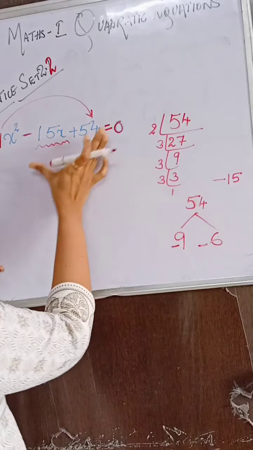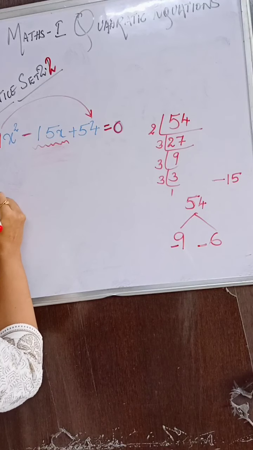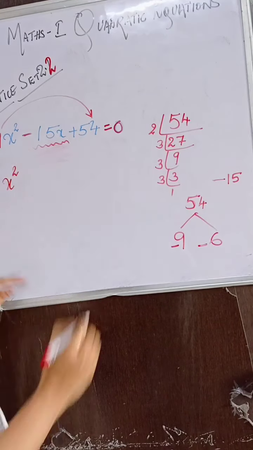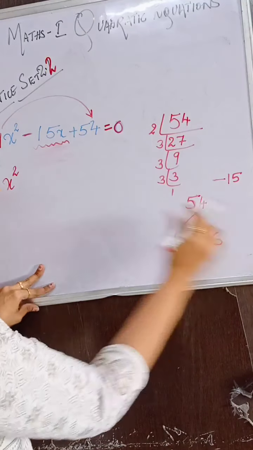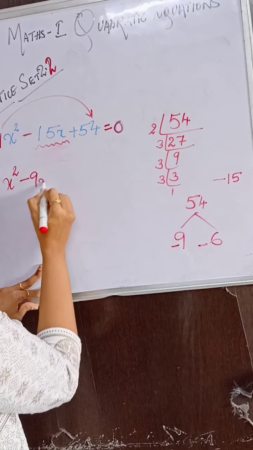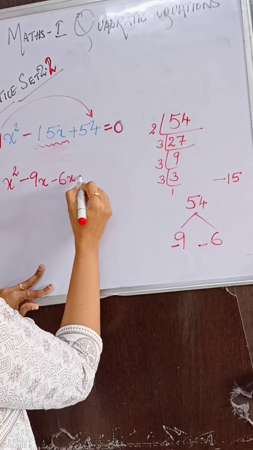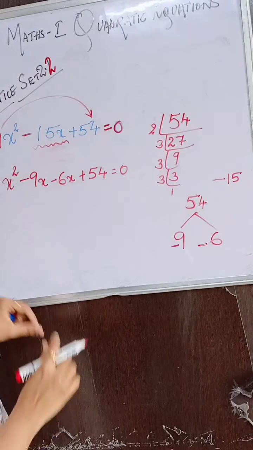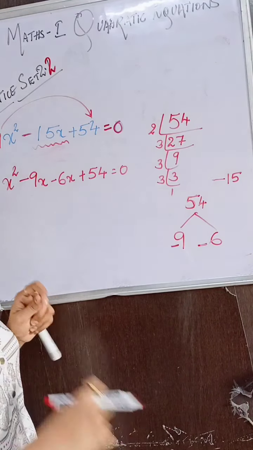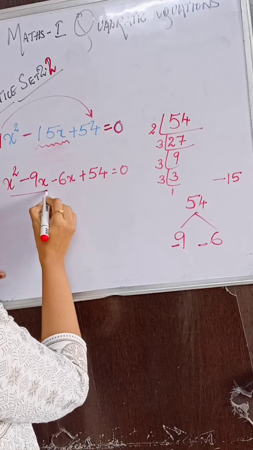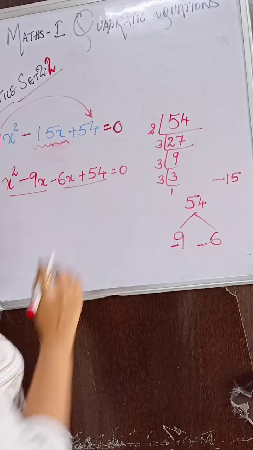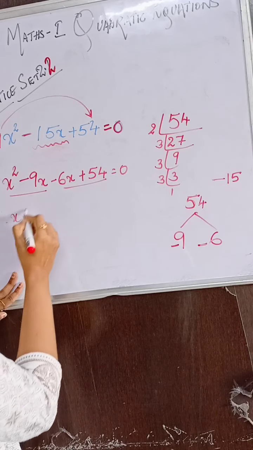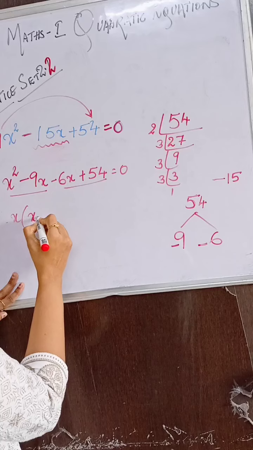So let us now split the middle term. The first term will always be put as it is. First term will be the same, x square. The middle term we will split and write as minus 9x minus 6x plus 54 equal to 0. So now we got 4 terms. This was what I was talking about. Now these two terms in one group, these two terms in the second group. From these two you can take x common. So what is remaining is x minus 9.